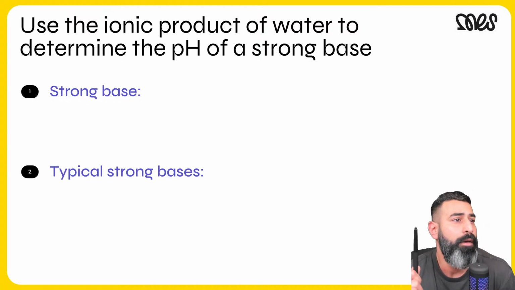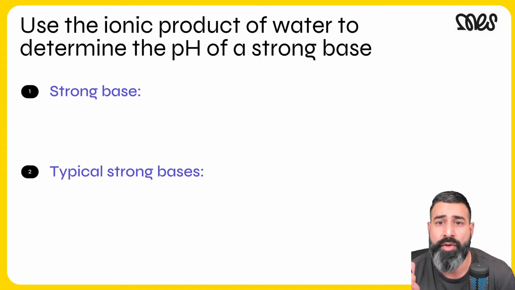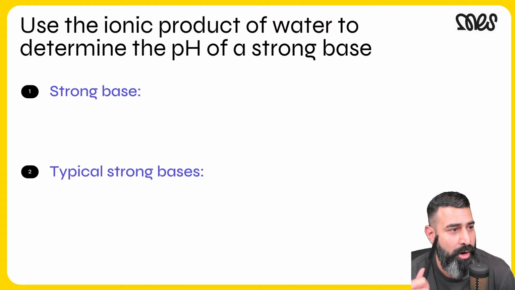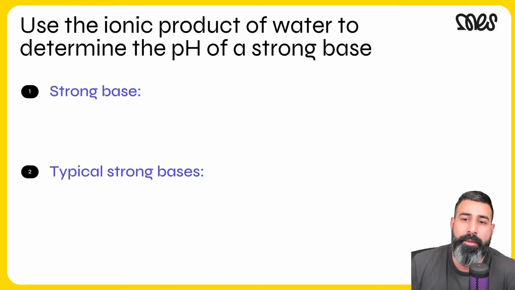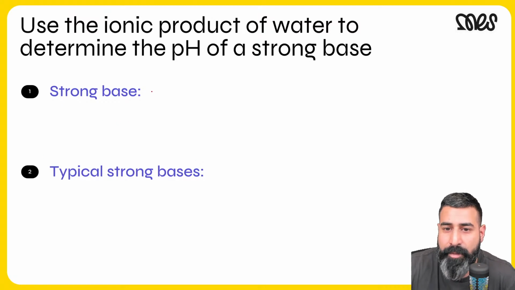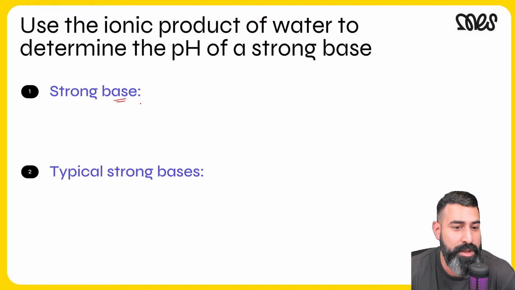So, question on the screen is, use the ionic product of water to determine the pH of a strong base. Well, before we do that, we have to determine what a strong base is. So, hands up. What is a strong base? Obviously, you can't do hands up, but in the chat, can you write down what a strong base is? Any takers for that one? Well, we know what a strong acid is. A strong acid fully dissociates in water.